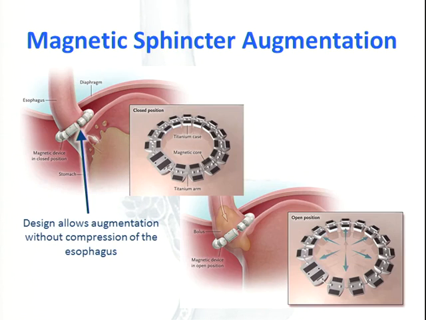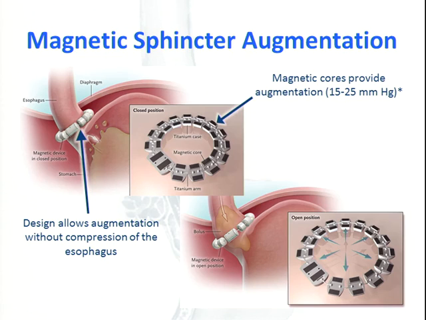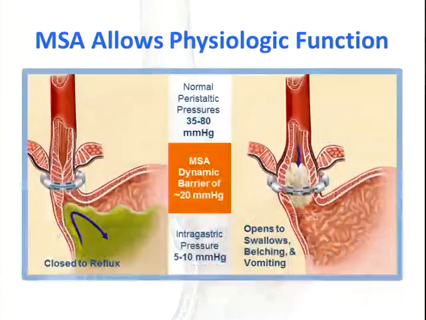So how does it work? The design allows augmentation without compressing the esophagus. In the closed state, these beads are all resting on one another, so it's not sitting on the esophagus. They provide about 15 to 25 millimeters of mercury of pressure, and I'll show you in the next slide how that actually affects reflux. But when you swallow, you're able to expand the magnets, overcome that resistance, and eat normally.